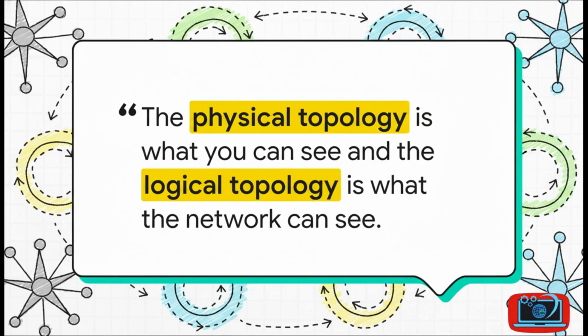A perfect example was that old token ring technology. To your eye, it looked like a star with all the cables running to a central box. But logically, inside that box, the data was being passed from port to port in a perfect circle, a logical ring hiding inside a physical star.